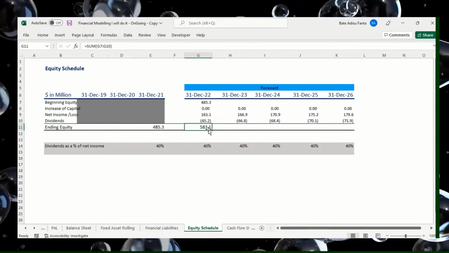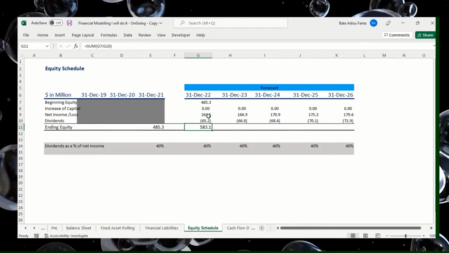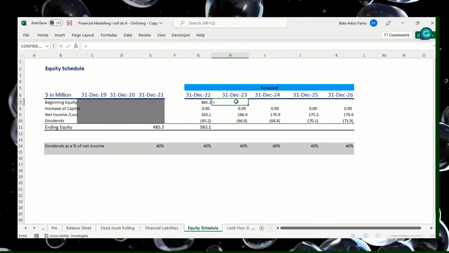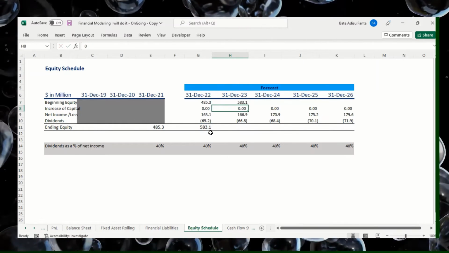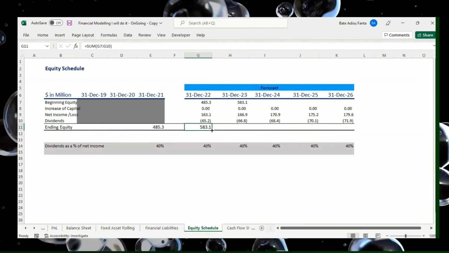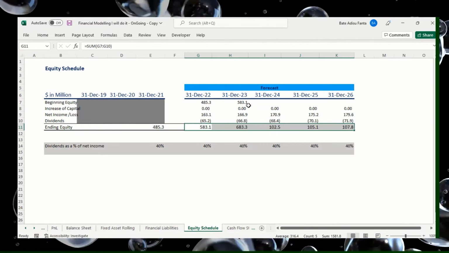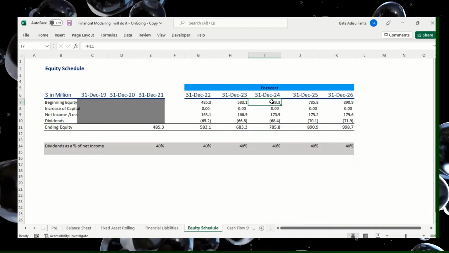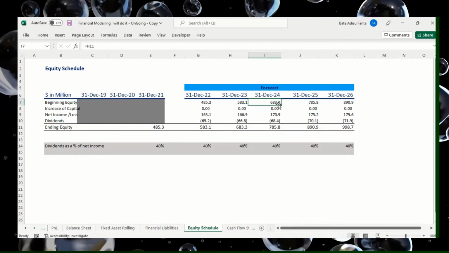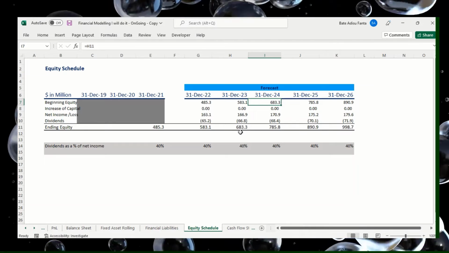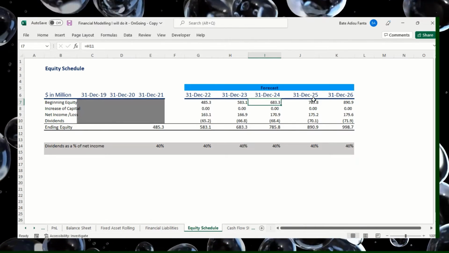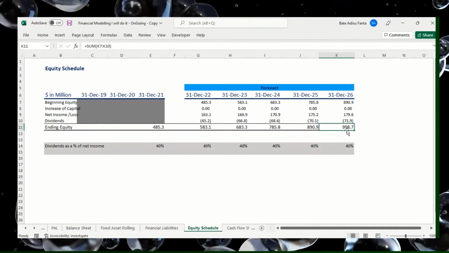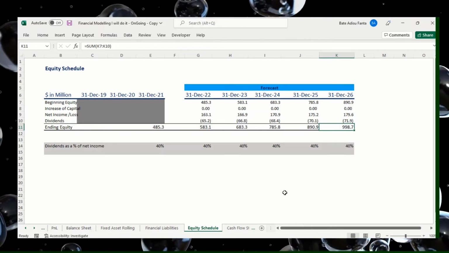This means that the ending equity for 2022 will be the beginning equity for 2023. So I connect it here. Then I can simply drag this formula to all the remaining years. If you click here, it shows that this value is brought down from 2023, which is 683.3 million. This value and this are the same, and that's how we do the equity schedule.